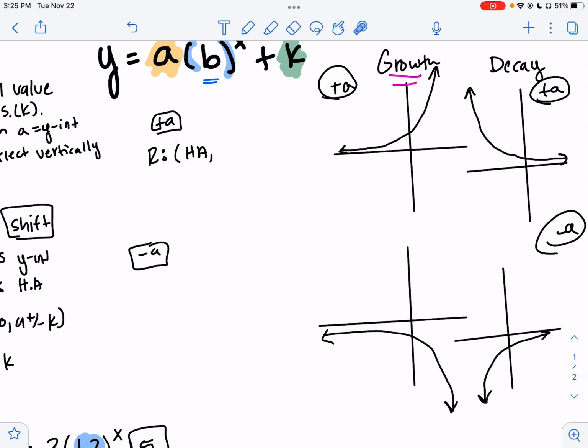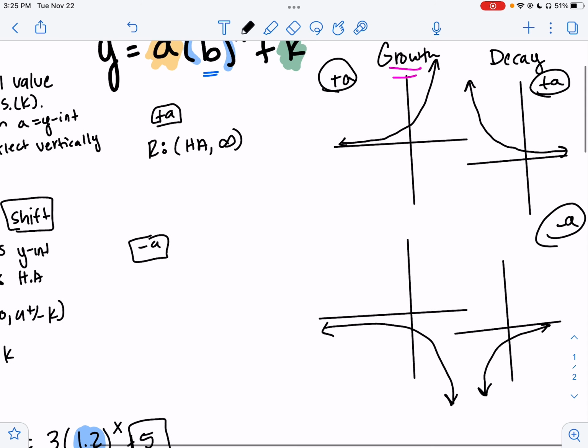Because a is positive, they're going to keep going up all the way to infinity. So your range for a positive a graph is just a horizontal asymptote up to infinity. Versus if your a was negative. So these were our negative a graphs. Notice as I come up from the bottom, I run into this arrow, which really means these were starting all the way down at negative infinity.